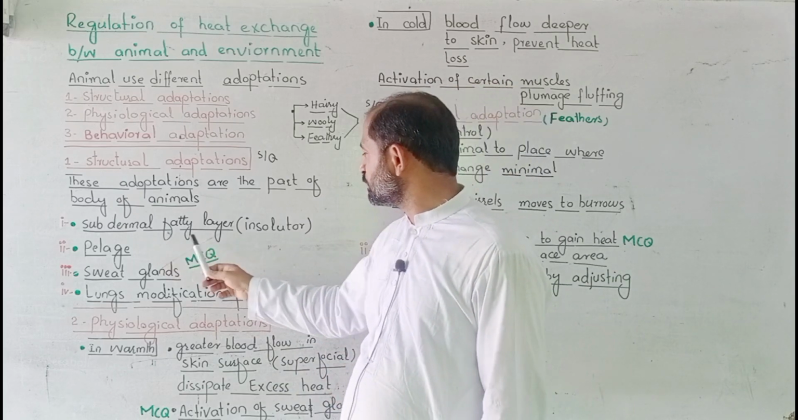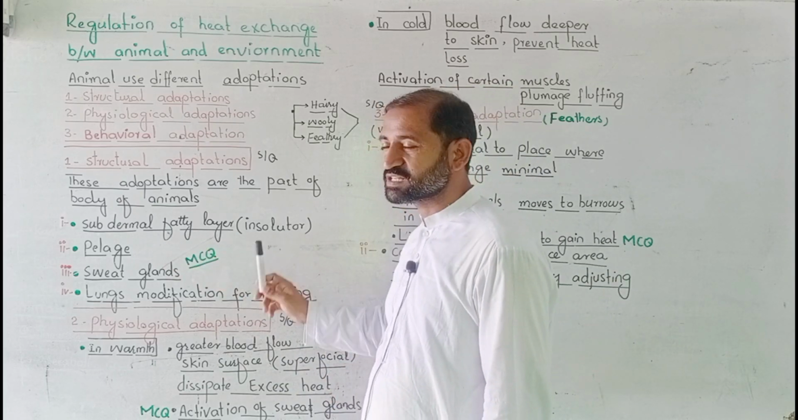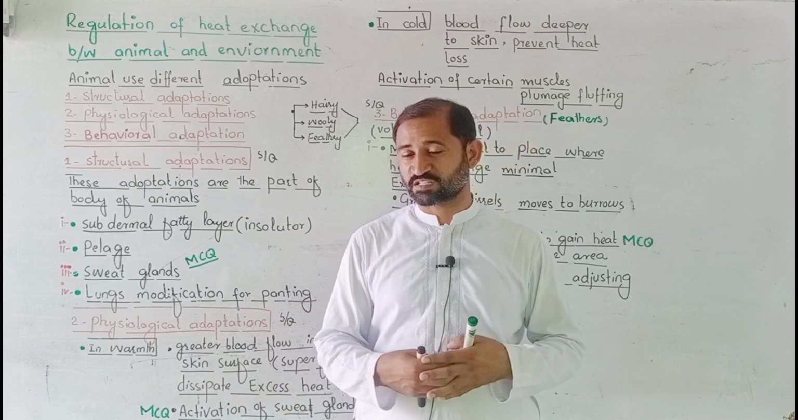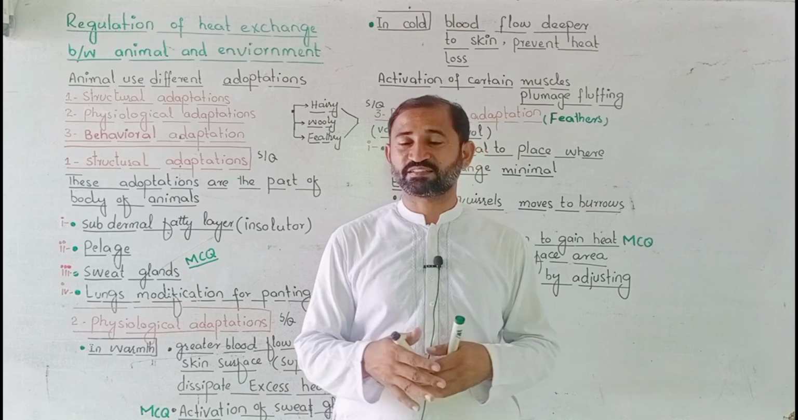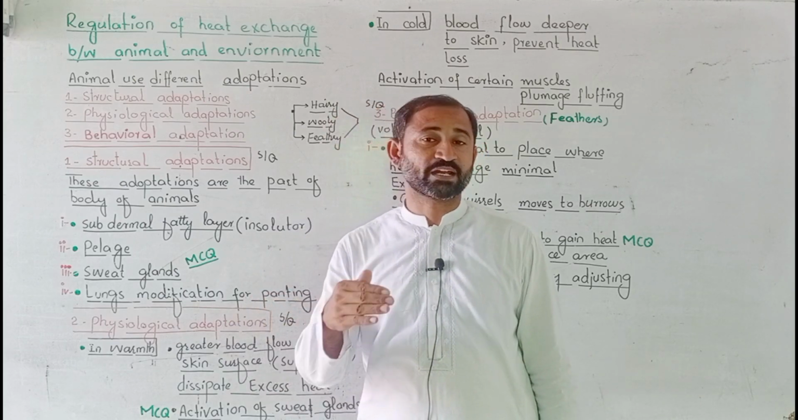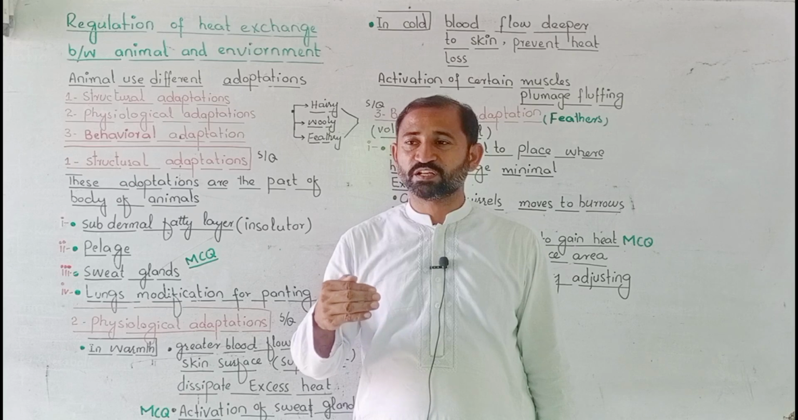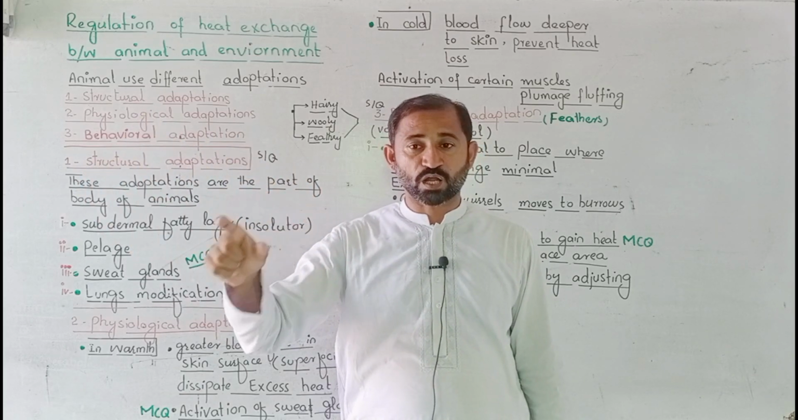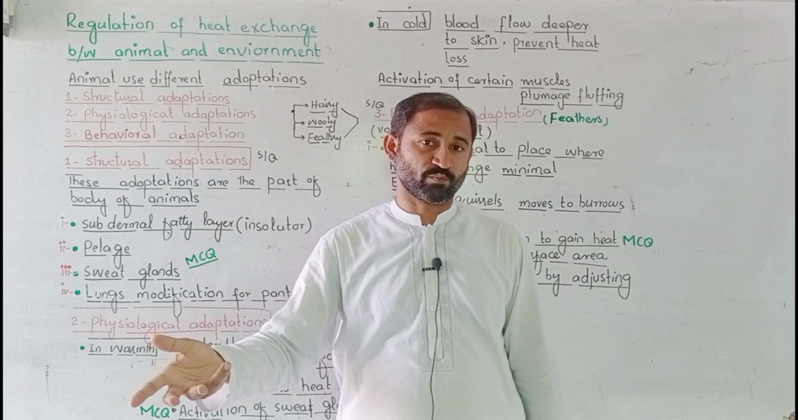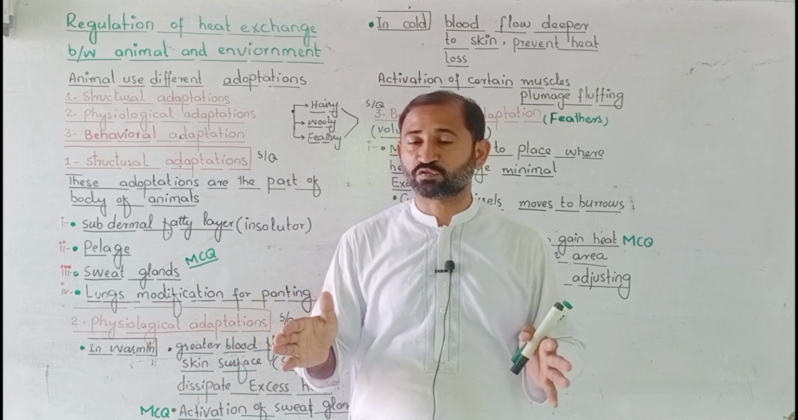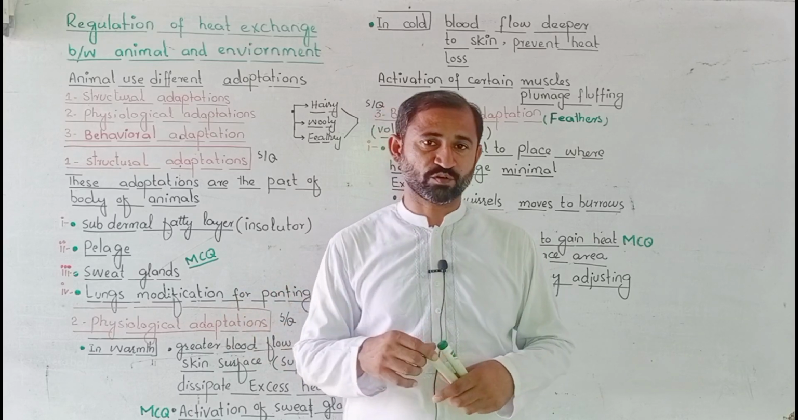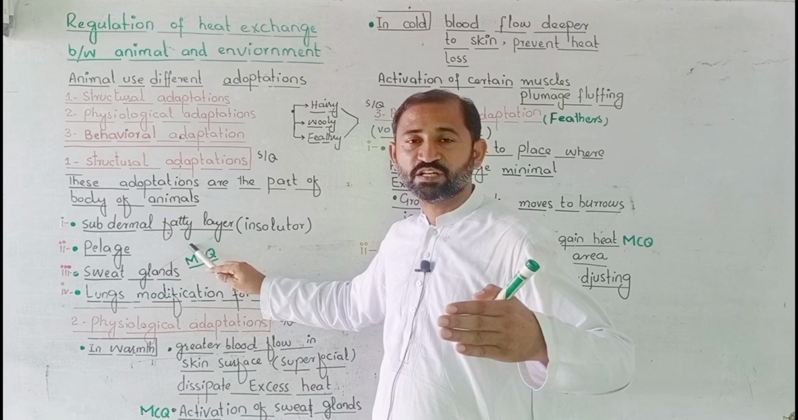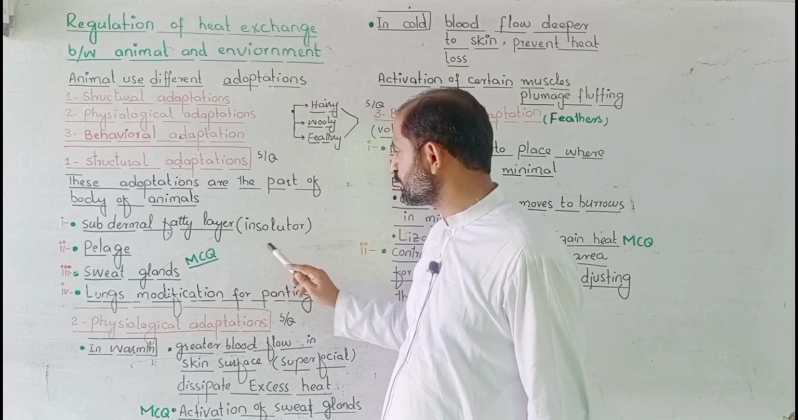Number one is the subdermal fatty layer. The subdermal fatty layer acts as an insulator. It is the fatty layer present beneath our skin. For example, if the temperature of the outer environment is low, it will not allow heat to escape from our body. That's why it is also involved in the regulation of body temperature.